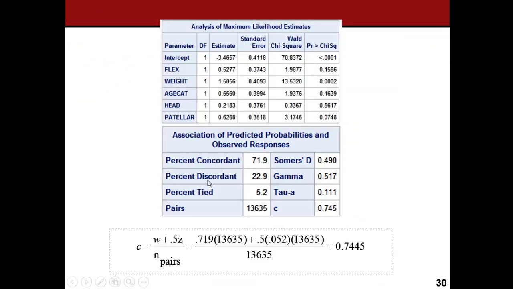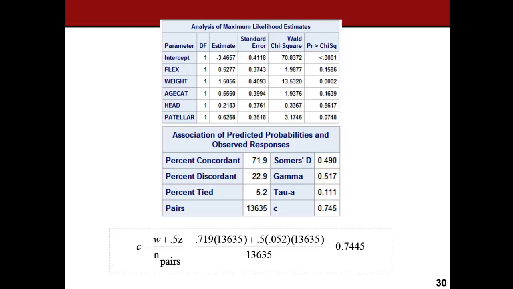Here's how you compute the C statistic. Again, this is using the formula-based approach. So you can just trust SAS. It's 0.745, which is shown to you twice. Or you could use the percent concordant. What it means by concordant is that's lingo for the case having a higher probability than the non-case. It's concordant with reality or something, I'm not sure.